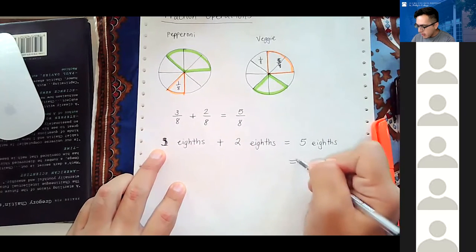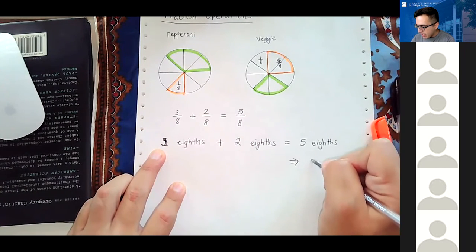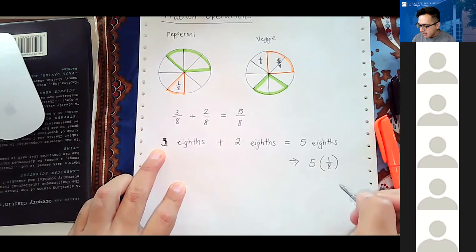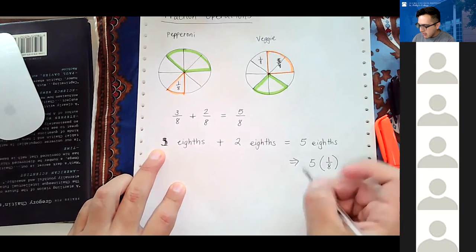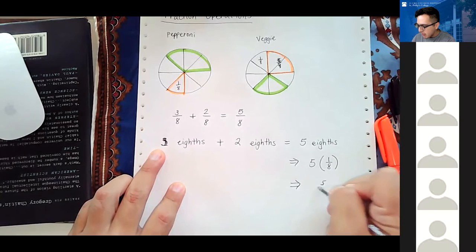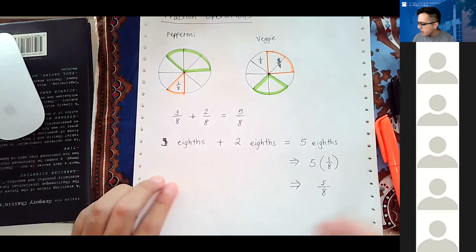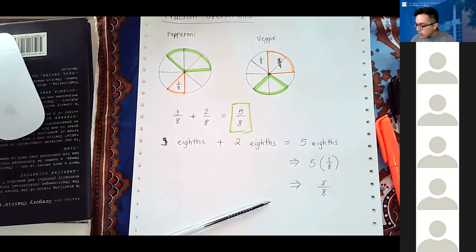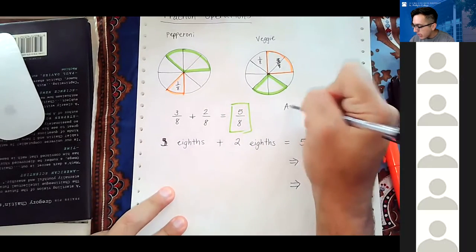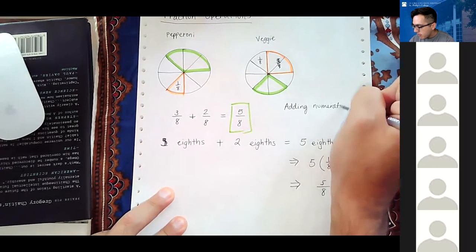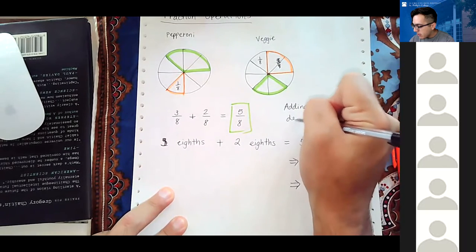But then, if you needed to convert that back into math, we could have 5 of what we're calling 1/8. And we'll see when we do multiplication with fractions that 5 of these is going to be the same thing as 5/8. But yeah, you're absolutely right. We're just adding the numerators, but the denominator stays the same.